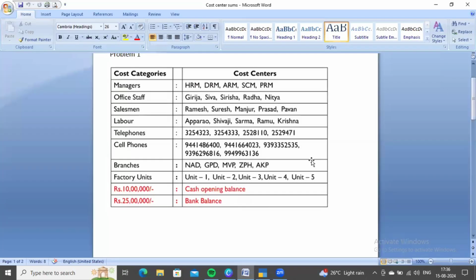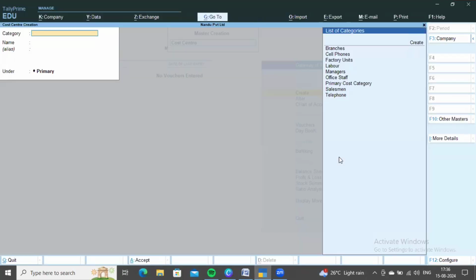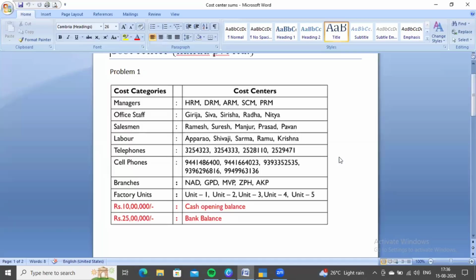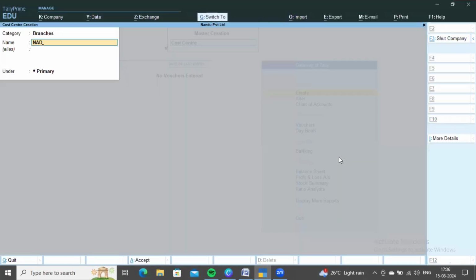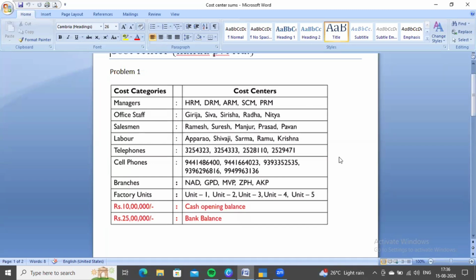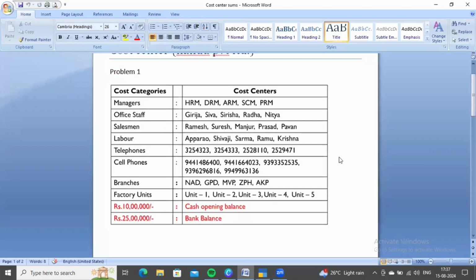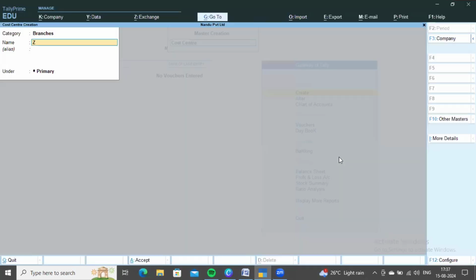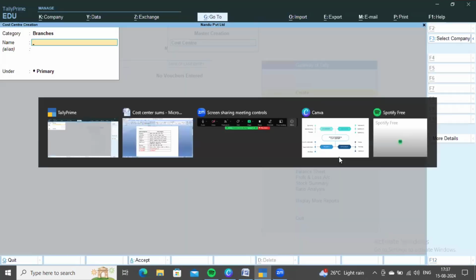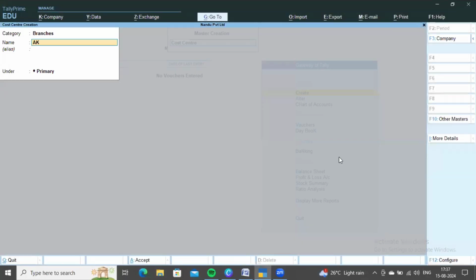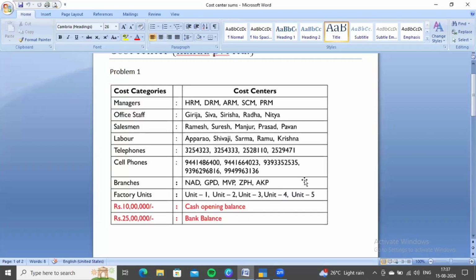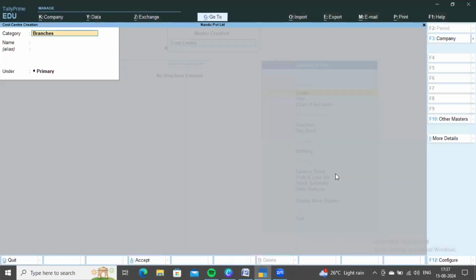That's it. And the next category is branches. Select branches and enter its cost centers: NAD, GPD, MVP, ZPH, and AKP. And the next category is factory units, right?